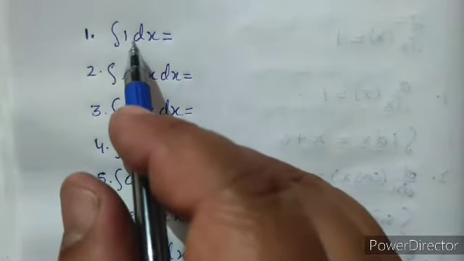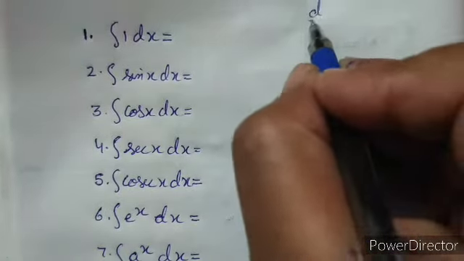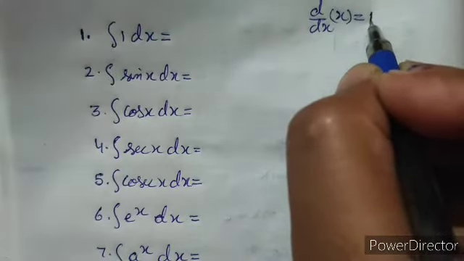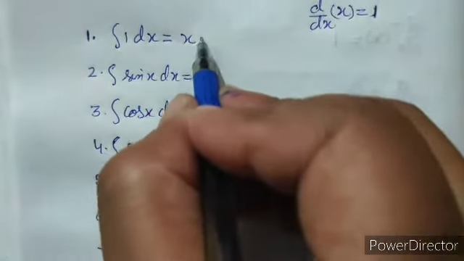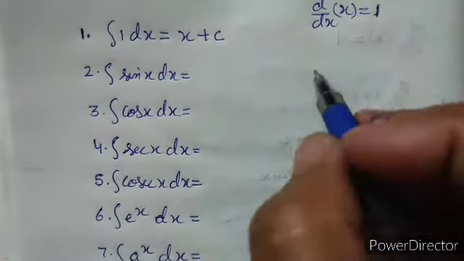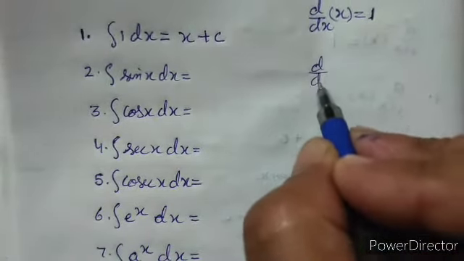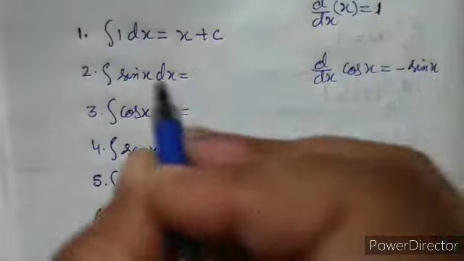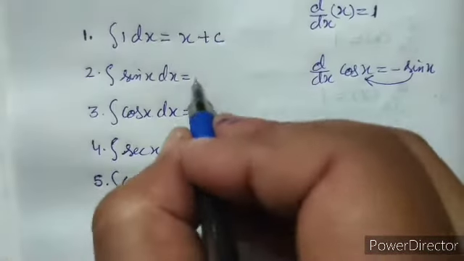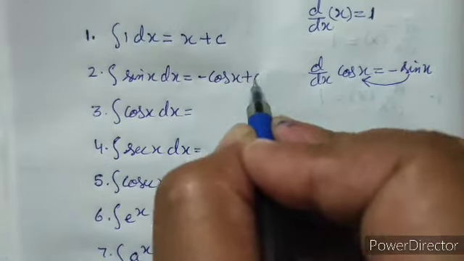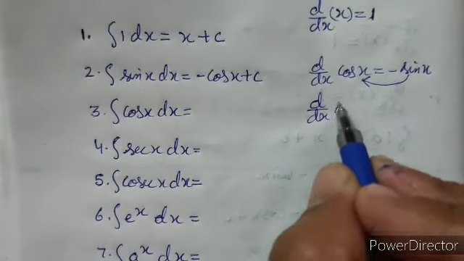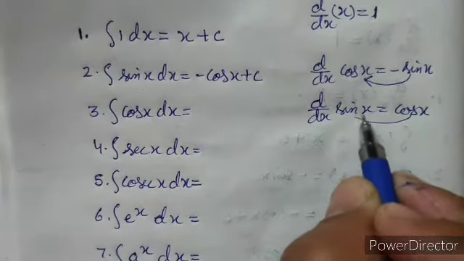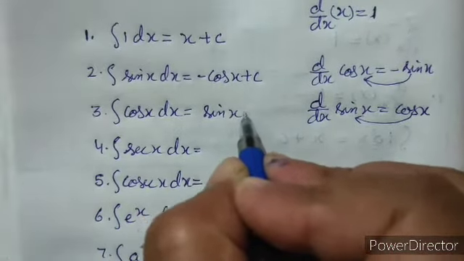Now the integral of 1. As we know that the derivative of x, that d by dx of x, is equal to 1. So the integral of 1 will be equal to x plus c. Now the derivative of cos x is equal to minus sin x. So the integral of sin x will be equal to minus cos x plus c. Here the derivative of sin x is equal to cos x. So the integral of cos x will be equal to sin x plus c.